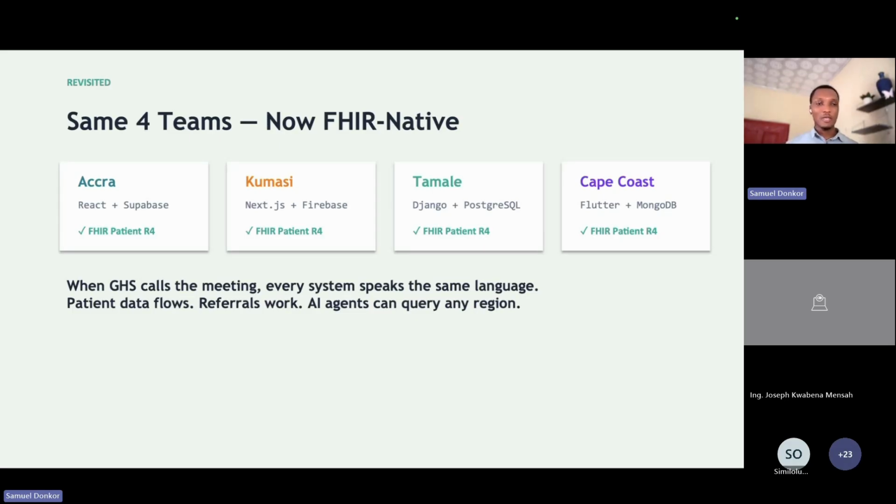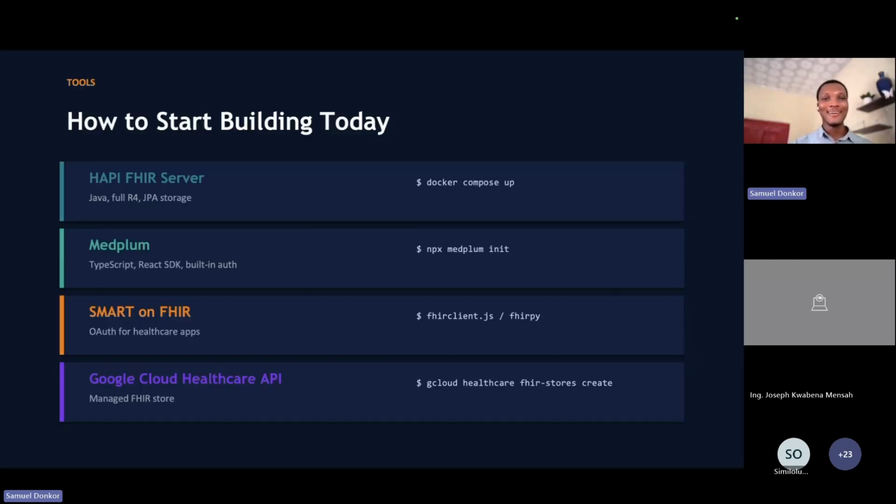So, for example, if a patient is referred from a specific place to another hospital or clinic at a specific place as well, because they are interoperable, the system expects the same data back, right? And then now your AI agent can query any patients regardless of region, which is pretty cool to me, to be honest. I don't know about you guys. Yeah. So you can start using FHIR right now.